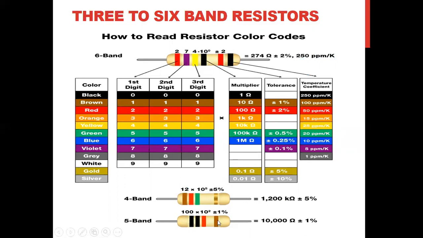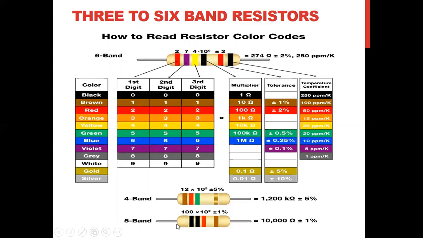This is the tolerance. Okay, so this one we can see the brown is 1. We can see from here clearly. Red is 2. Green is 5. So 1, 2, 10 to the power 5 means 1200 kilo. Okay, we are putting this, and this one is the tolerance. Gold means plus minus 5%.